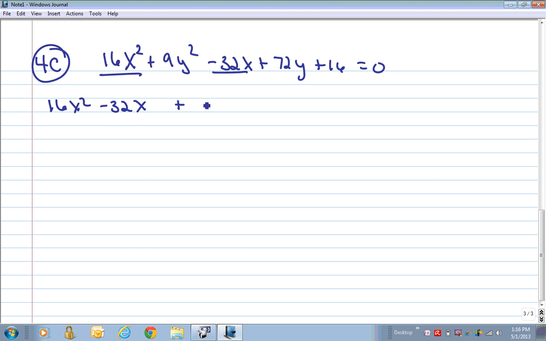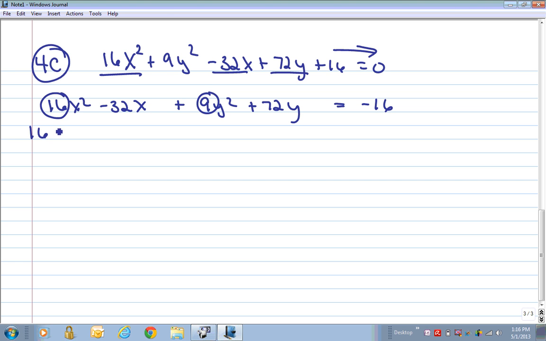And there's a plus sign. I'd take my 9y squared and group it with my 72y. And then I'd move my 16 to the other side. The next thing I do is we need to take care of these coefficients, and we need to factor just the coefficient out to be able to complete a square.